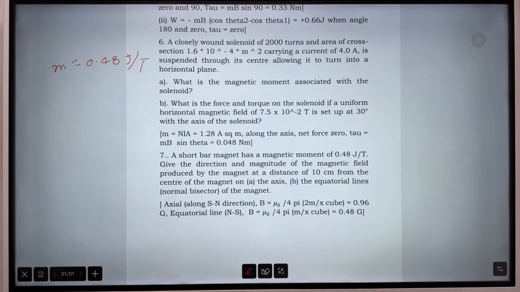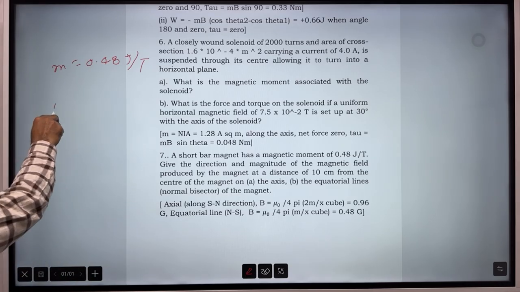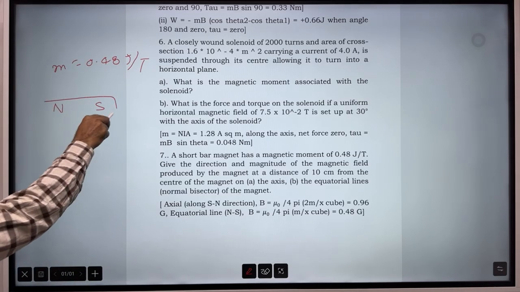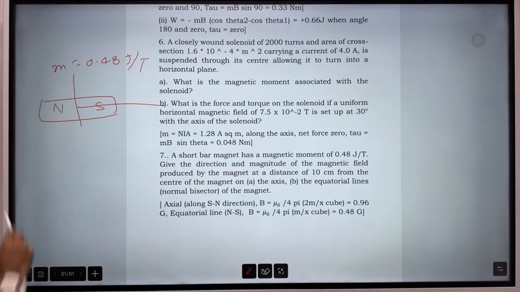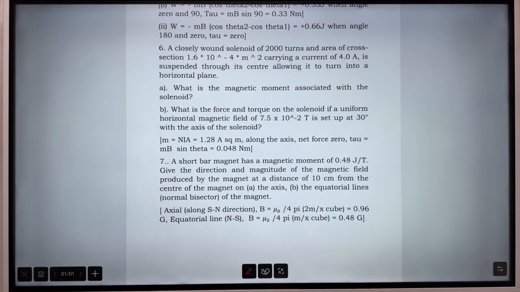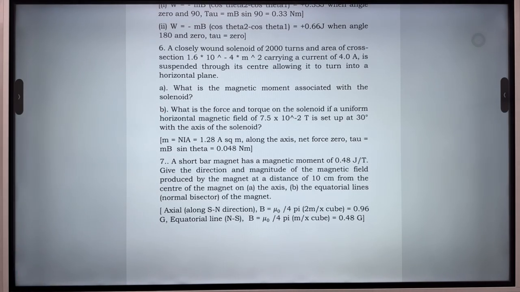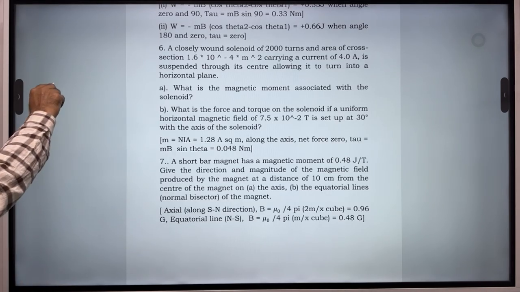That is okay. Then give the direction and magnitude of the magnetic field produced by the magnet at a distance of 10 cm from the center of the magnet, on the axial point. So you know if this is north, this is south, and then we evaluate it on its axis, we can find here, and then we take on this also. Suppose the axial point is taken, then the field is along SN, and in case of the equatorial point, this will be along NS.